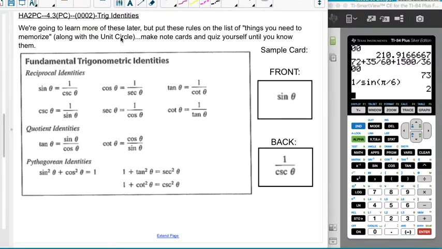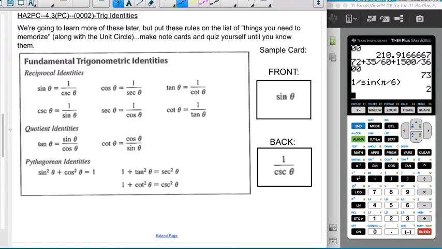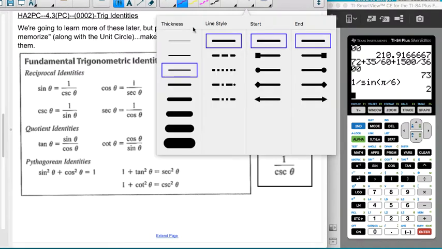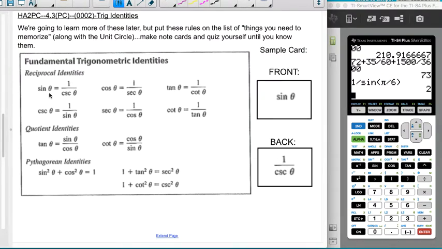We're going to spend more time learning these later, but these rules are a list of things you need to memorize, along with the unit circle. So it's going to be worth making note cards. Just to show you what I mean by a note card, you'd put one of these things on the front. So let's just get a pen real quick. Right, so I would put sine of theta on the front, and I'd put 1 over cosecant of theta on the back.